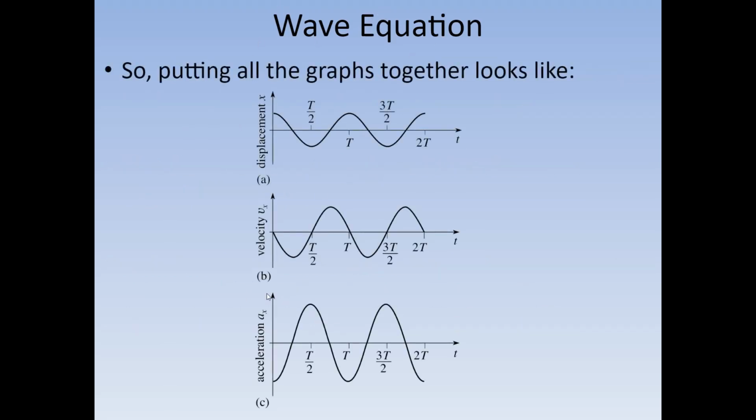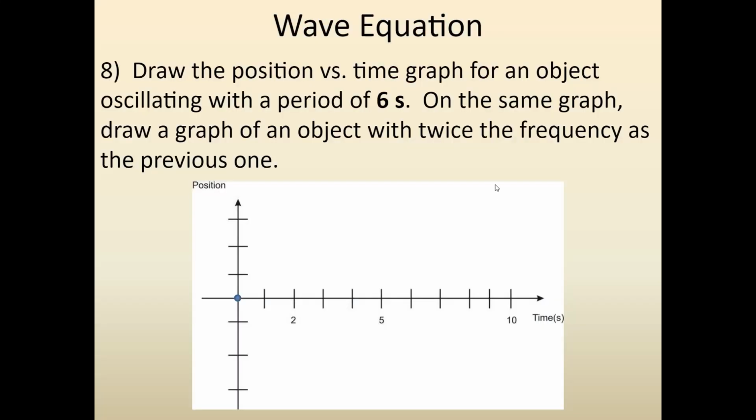So these are what all the graphs look like. And again, notice how they all complete one full cycle in the same amount of time. These periods are all the same, but the sizes can vary. Sometimes one might be bigger, one might be smaller. Right. So here's the first question. Pause the video and try it yourself. We'll go over it in a second.